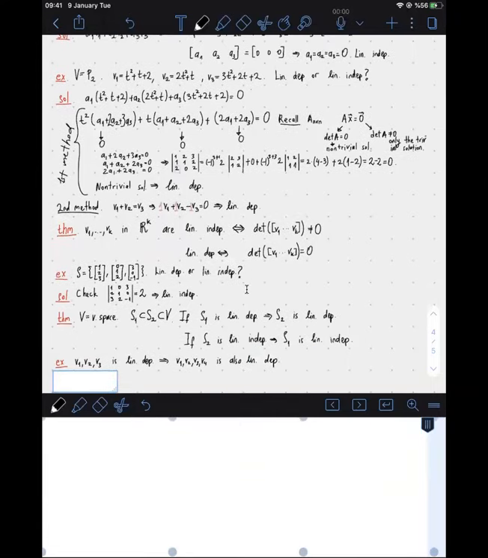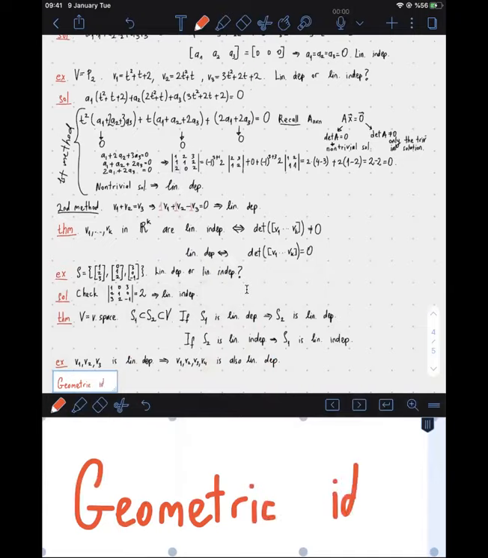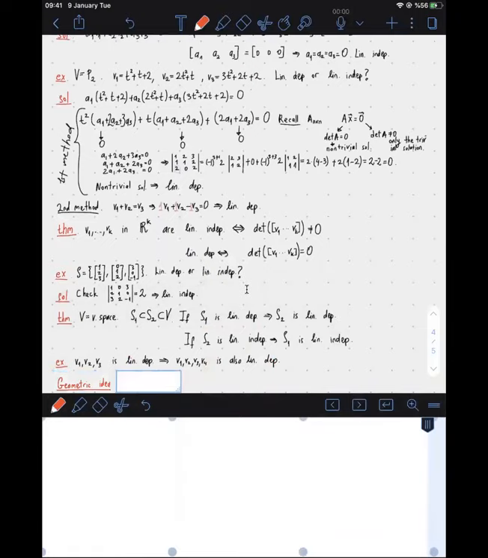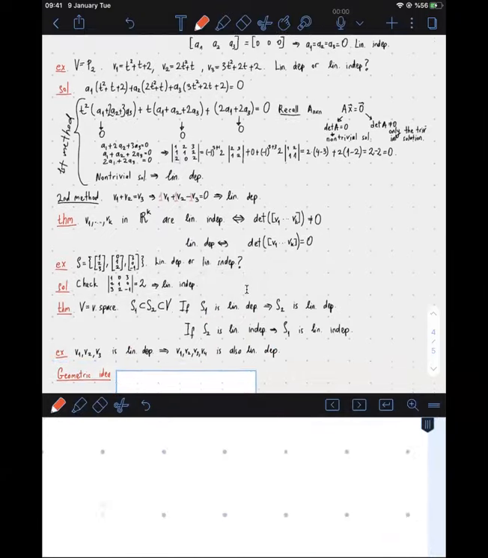Okay, so that's it. And finally, let's look at the geometric idea of linear dependence and independence once again. So the geometric idea is this. Let me try to make this larger.